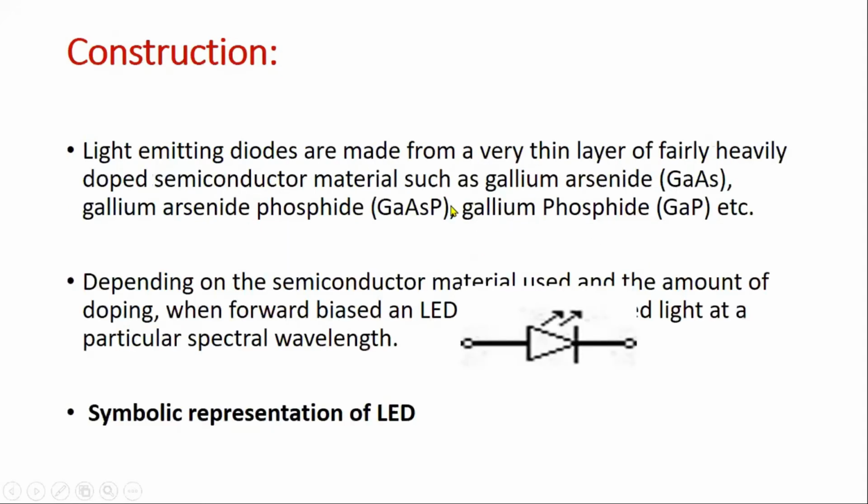So now let us see the simple construction. Light emitting diodes are made from a very thin layer of fairly heavily doped semiconductor material, such as you can see gallium arsenide phosphide, gallium phosphide, etc. So depending upon the semiconductor material used and amount of doping, when it is in forward bias, the LED is emitting light. Depending upon that, you can see different colors of light in terms of different wavelength also. So this is the symbolic representation of an LED.